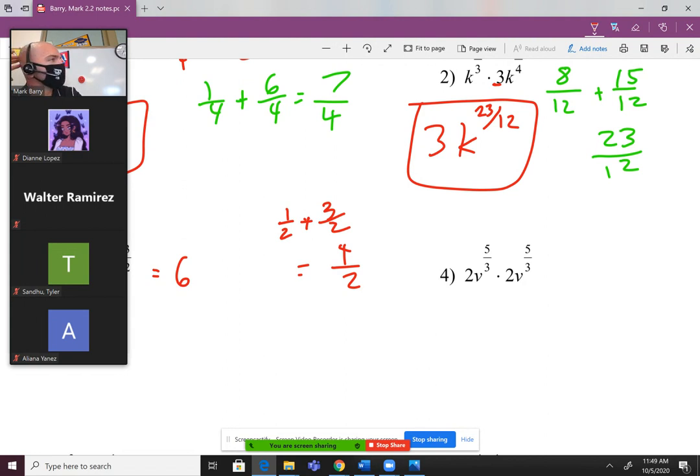Does this one reduce? Yes, actually it does. This is actually just 2, right? 4 divided by 2 is just 2. So this will be 6p to the power of 2.